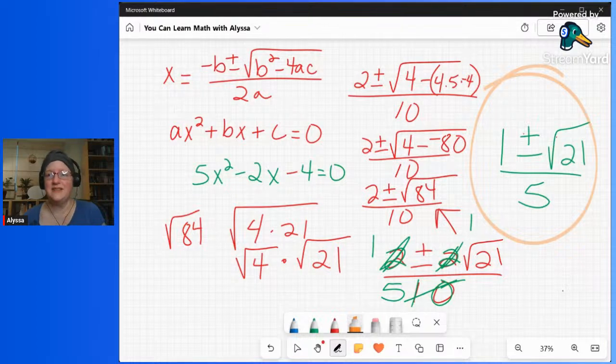I mean, if you've got one, that's awesome. I want to know about it. It would give you that, just from the graph, it would tell you that this decimal is equal to 1 plus or minus the square root of 21 over 5.